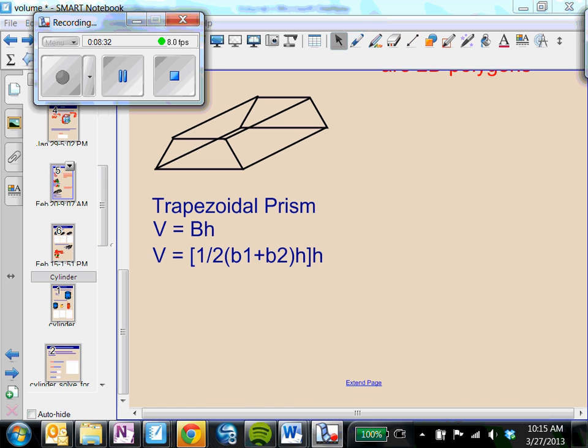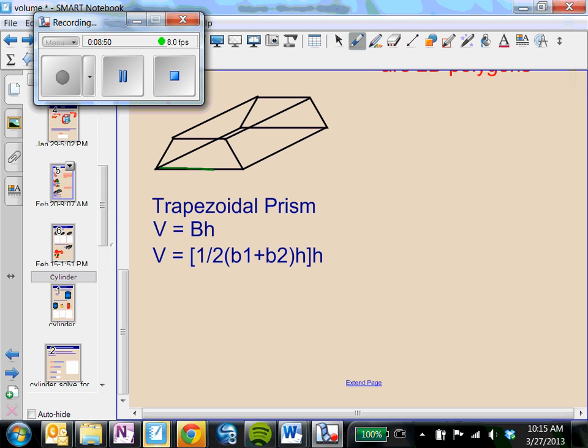With a trapezoidal prism, again, it's the area of the base times the height. So you find the trapezoid formula, you put that in the place of capital B, and you multiply that times the height of the whole thing. So it's 1/2 the sum of the bases times the height of the whole thing.